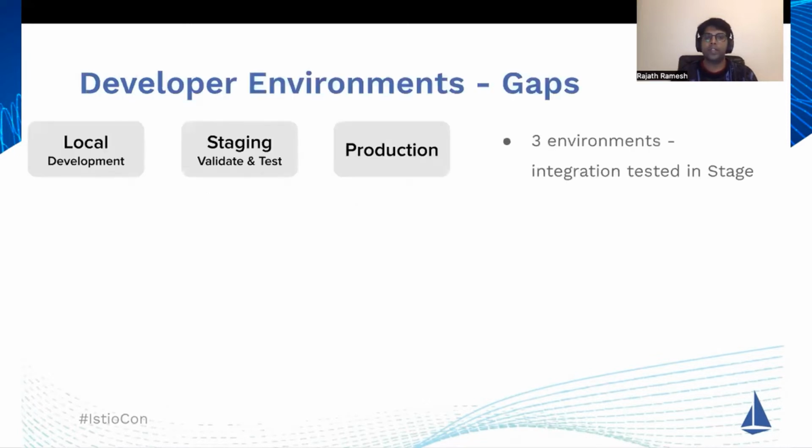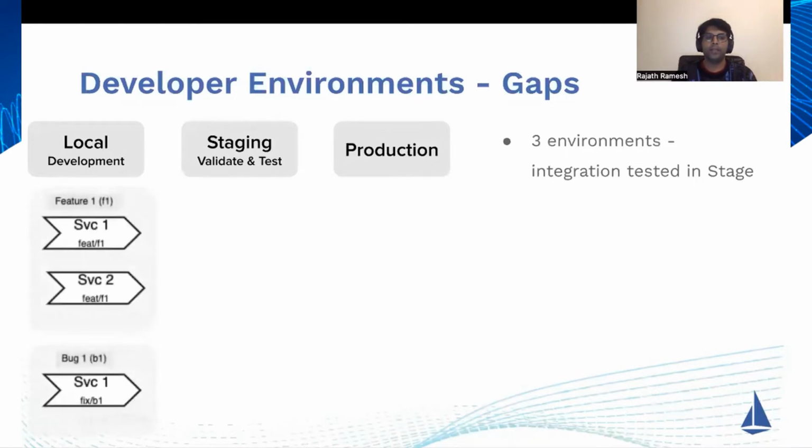To start with, before we had the solution rolled out, changes were tested locally, and once they were good, they were moved on to the staging environment where we did integration and validation tests. Once things looked good, they went to production. Let me explain with an example.